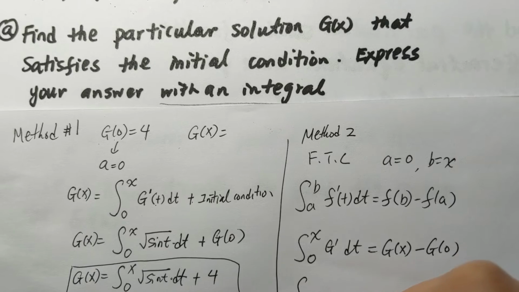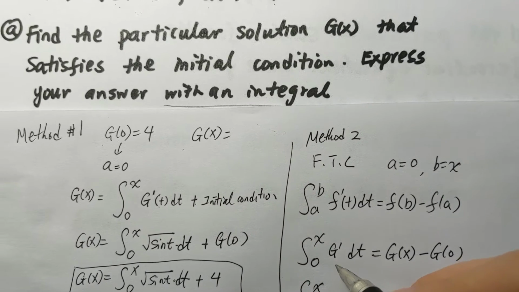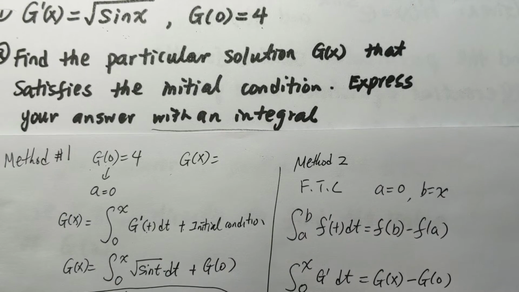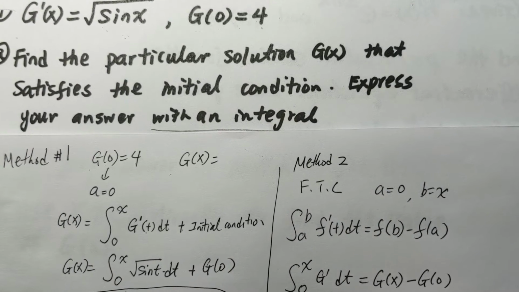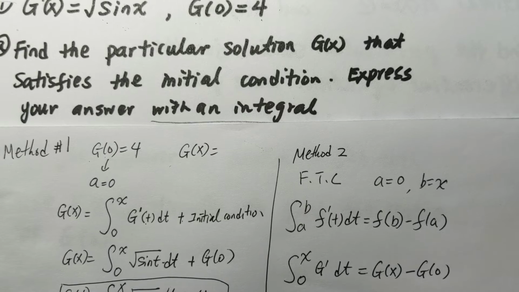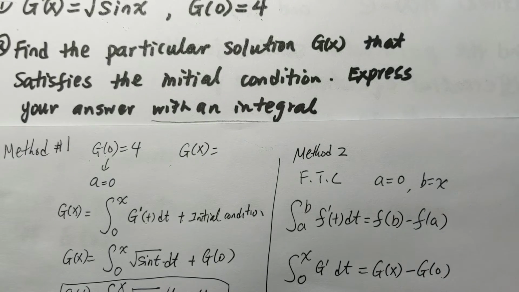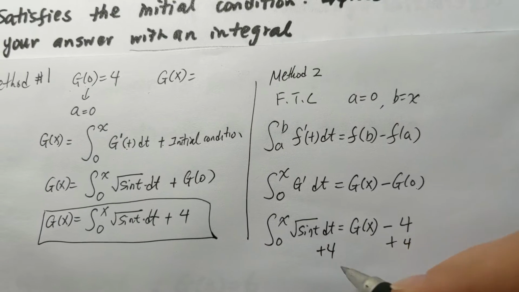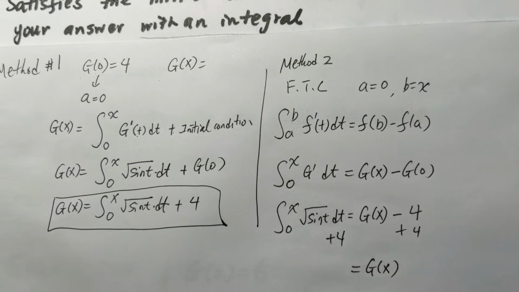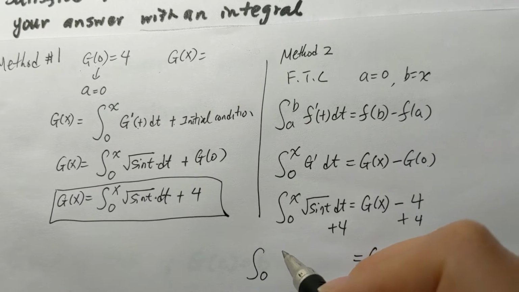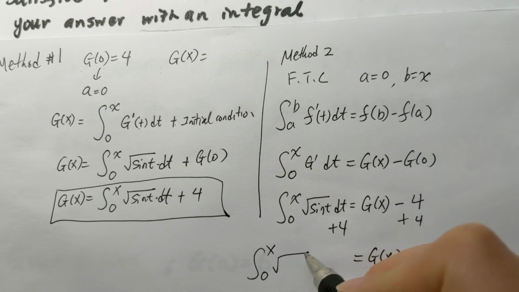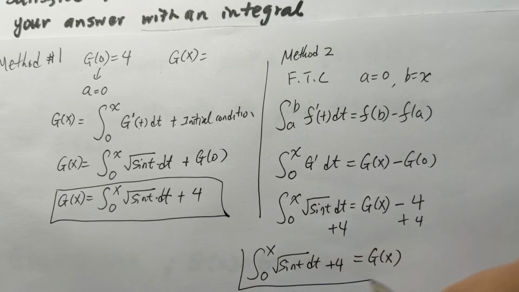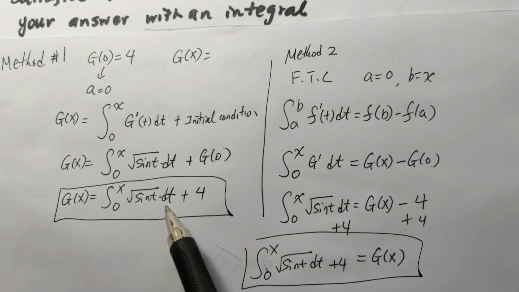And then we had 0 to x, g prime, let's go back. So we got square root of sine x, so we put square root of sine t dt. And then we got g of x minus g of 0, which is 4. And then we plus 4 both sides. So we got g of x equal to the integral 0 to x of square root of sine t dt plus 4. So we get the same answer.